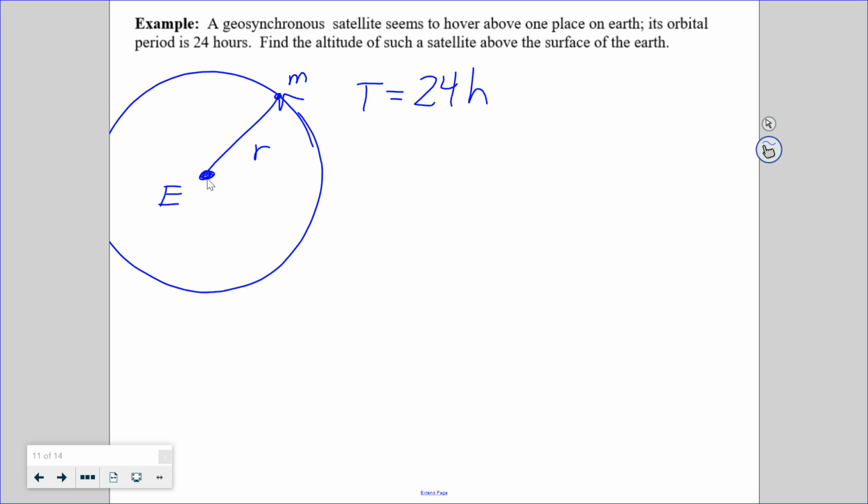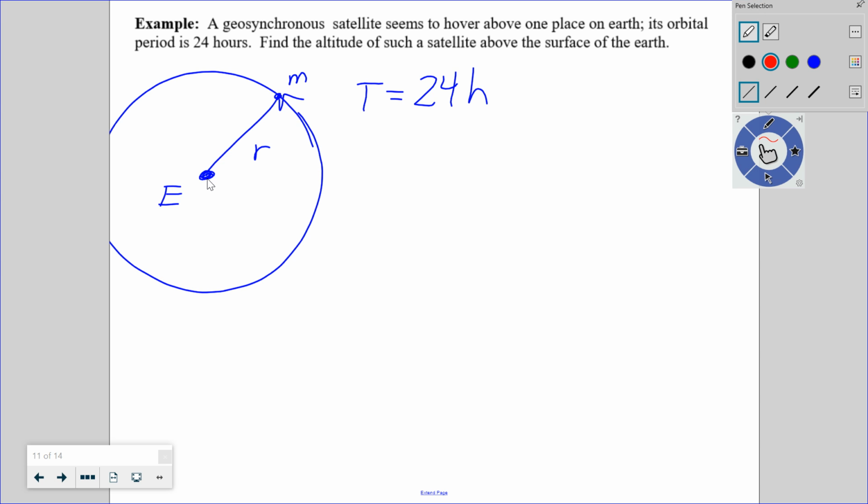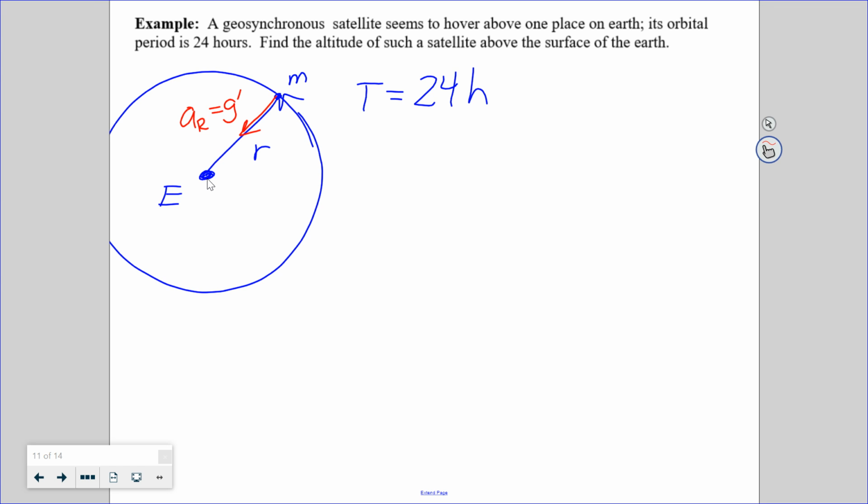In actuality, the satellite is falling down. It's got centripetal radially inward acceleration. We could call that g prime. It's not 9.8 up there. It's much less because we're farther. Or well, okay, it's noticeably less. I think we'll calculate that in another example. But okay, find the altitude of such a satellite above the surface of the Earth.